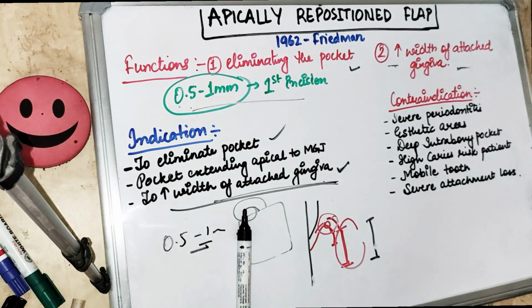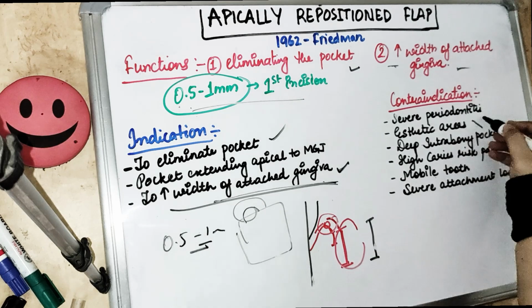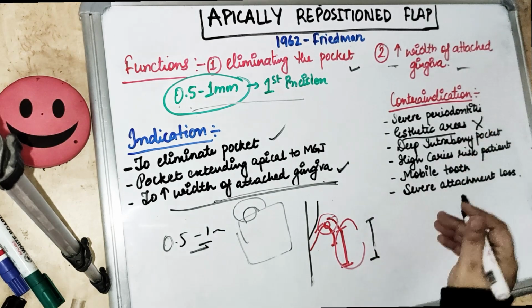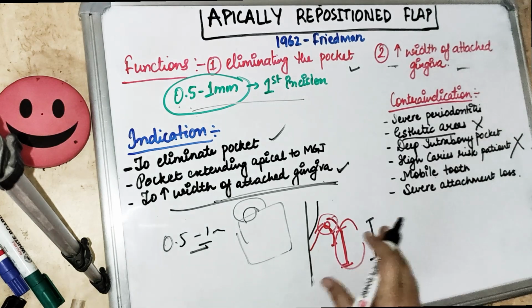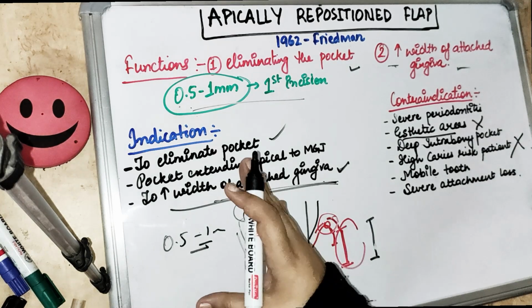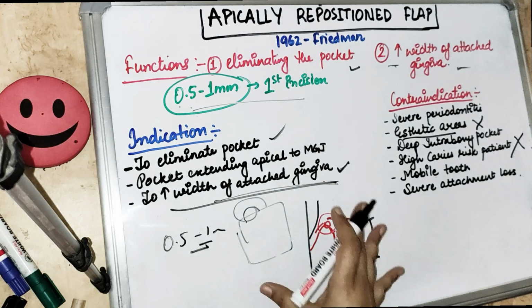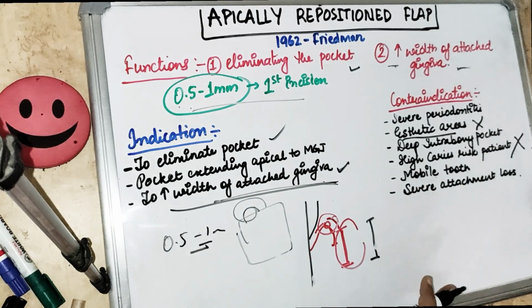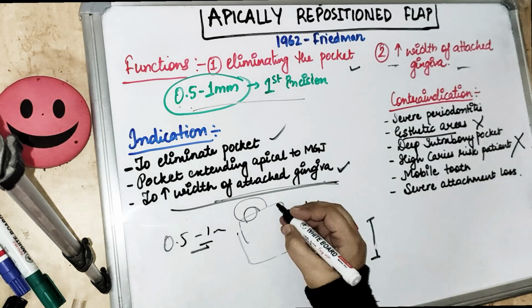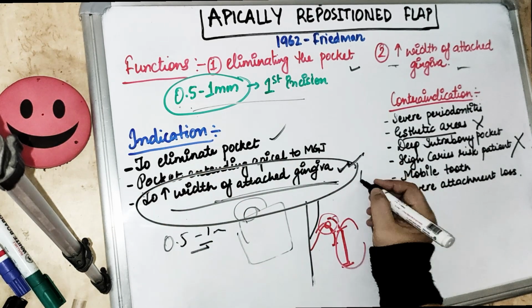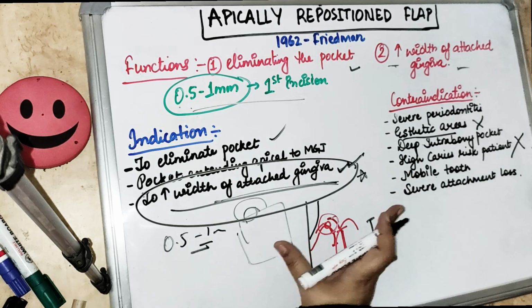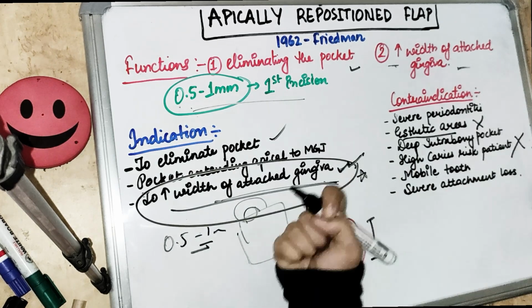So in case of aesthetic region, we don't do this flap. In case there are high chances of caries, then also we don't do this flap. And in cases wherein there is tooth mobility or severe attachment loss, then we don't do this flap. But a special part about this flap is it increases the width of attached gingiva. This is the only flap which does this miracle, which has this special power.